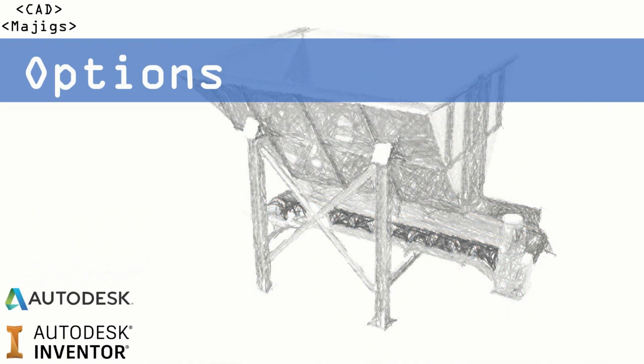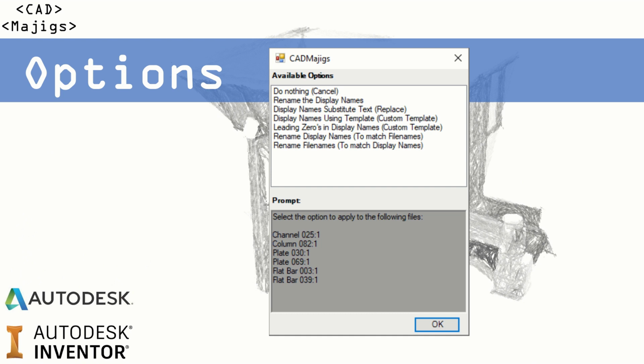Let's start by taking a closer look at the options available when we first run the rule. When we run this rule, a dialog box appears as shown. As you can see, the dialog box is divided into 2 sections. The bottom section provides a list of selected components. In this example, channel 025, column 082, plate 030, and so forth.